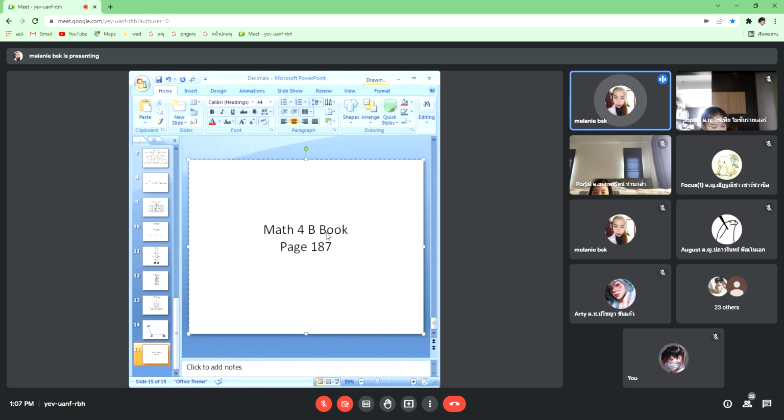Okay, so we have here for 187, your figure 5. So in figure 5, children, what shape is this? Very easy. And then figure 6, what shape is this? And then number 7, what characteristic do these two quadrilaterals share?